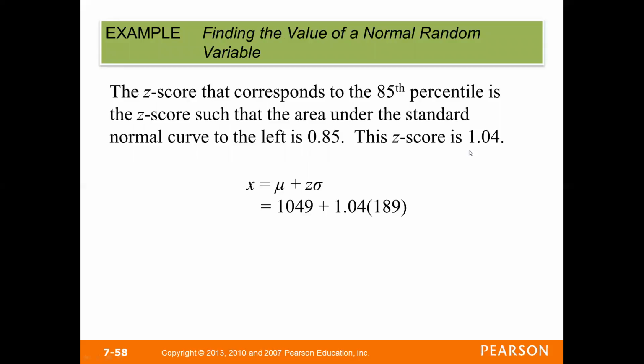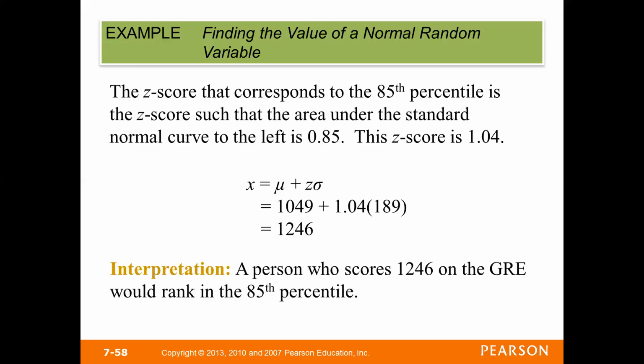I know that the mean was 1,049 and that the standard deviation was 189. So I can put that in. 1,049 plus 1.04 times 189 is 1,246. So a score of 1,246 would put me in the 85th percentile. So again, a person who scores 1,246 would rank in the 85th percentile.